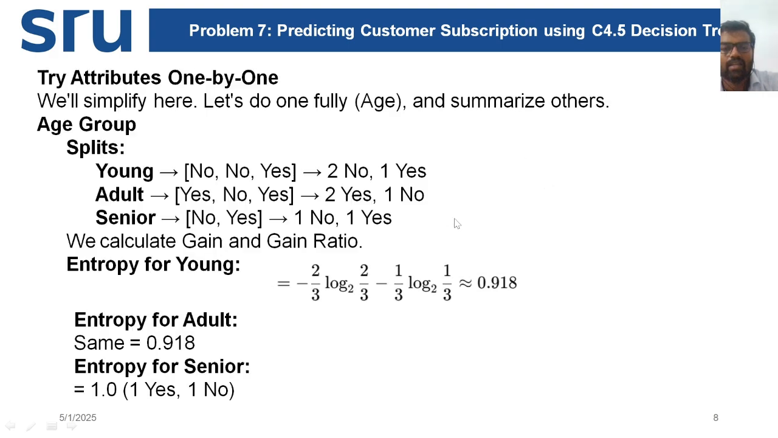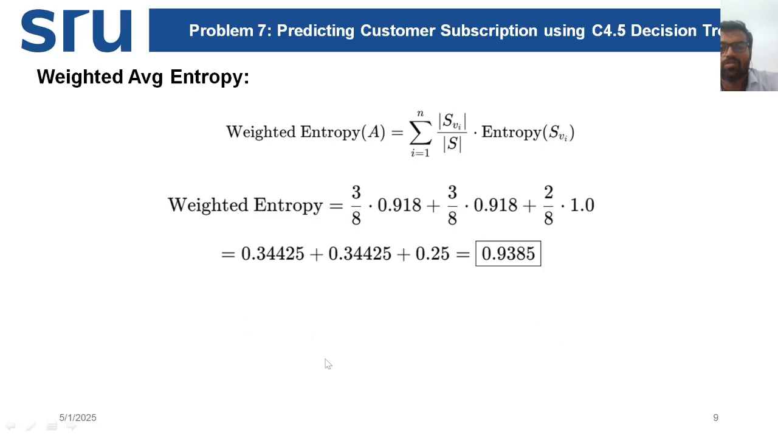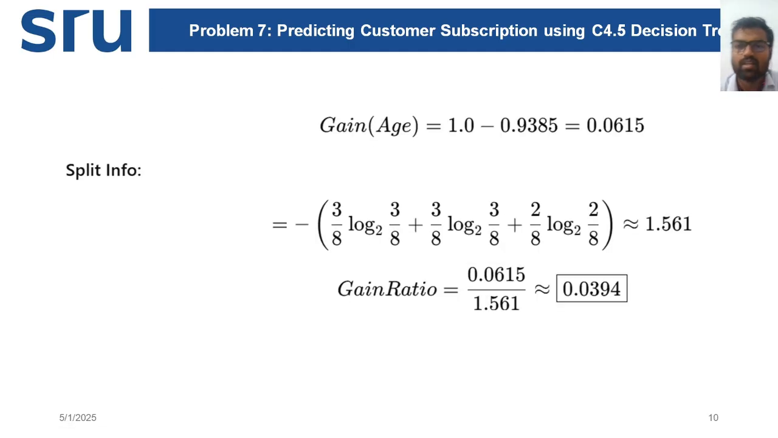Again for adult, 3 records, meaning 3 by 8 into 0.918. For senior, total 2 by 8, 2 records, into 1.0. Are you observing what I'm doing? You calculate and get some value. Use your scientific calculator so that in the exam it will be fine. Just like that, the gain out of the total 1.0 is around 0.115, that is 6.115% gain.